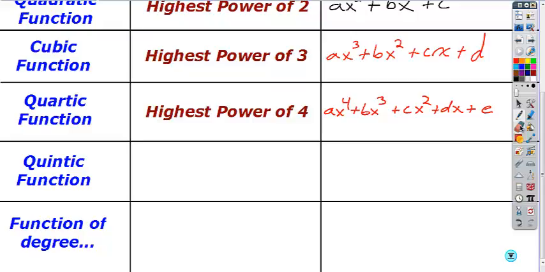So like pentaic doesn't make sense. So we use quintic because quint means 5. Okay, it's just not used very often, but it does actually mean 5 of something. All right, highest power of 5. Anybody know what's standard form of a quintic?